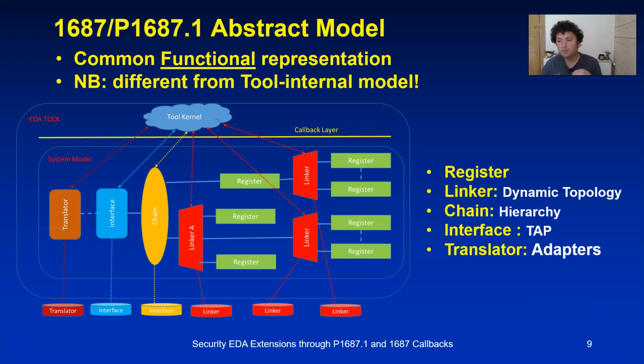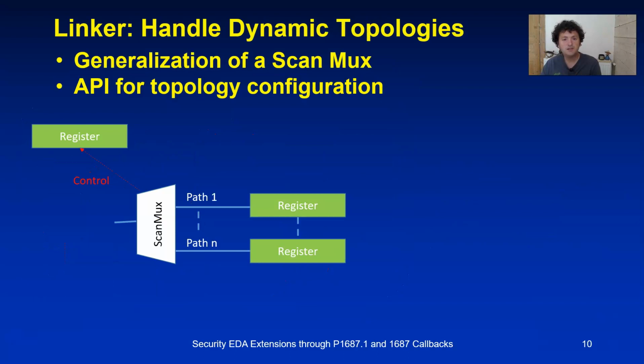So how are we going to model these parts? First, we'll start from the linker. The linker is just a generalization of the Scan Mux. So a Scan Mux, what is its role? It will take one or more registers or subsystems that are behind it, and based on a certain register that is controlling it, will define which one is accessible at a certain moment.